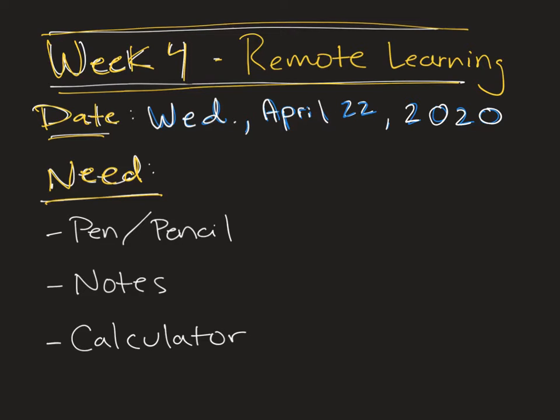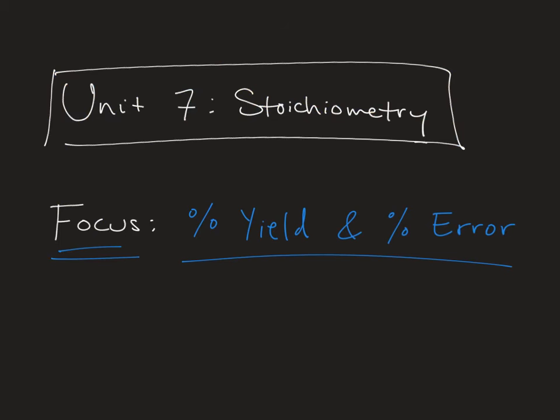Okay, we're going to go ahead and continue on with our Unit 7 stoichiometry. Again, as always, for your notes, you're going to need a pen or pencil to write this stuff down, paper, unless you're choosing to do it on a Word doc, and your calculator so you can plug some numbers in. As I said, we're still on Unit 7 stoichiometry, but our focus has shifted.